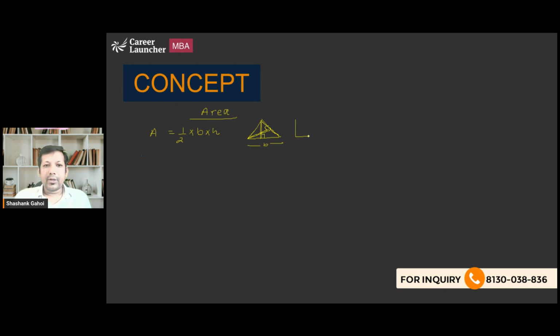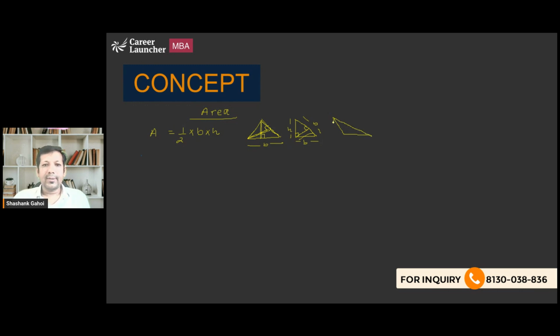If I'm talking about a right angle triangle, people think that this is the base and this is the height. But if you draw the perpendicular on the hypotenuse, the hypotenuse becomes the base and this becomes the height. So anything can be a base and a height. The side on which you draw the perpendicular becomes the base. The underlying principle is that you can draw a perpendicular on any side and that side will become the base.